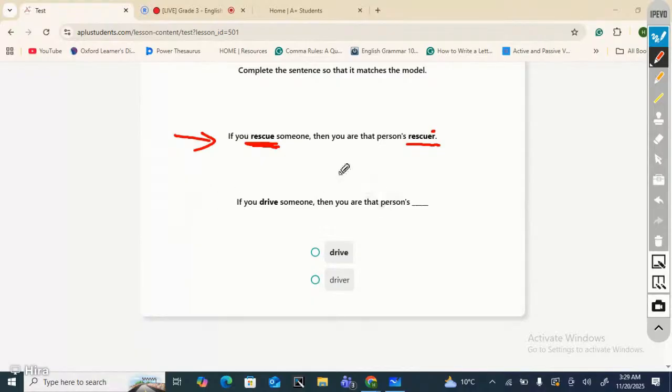Now complete this sentence so it matches this model. If you drive someone, then you are that person's driver or drive? Which one will complete this pattern?